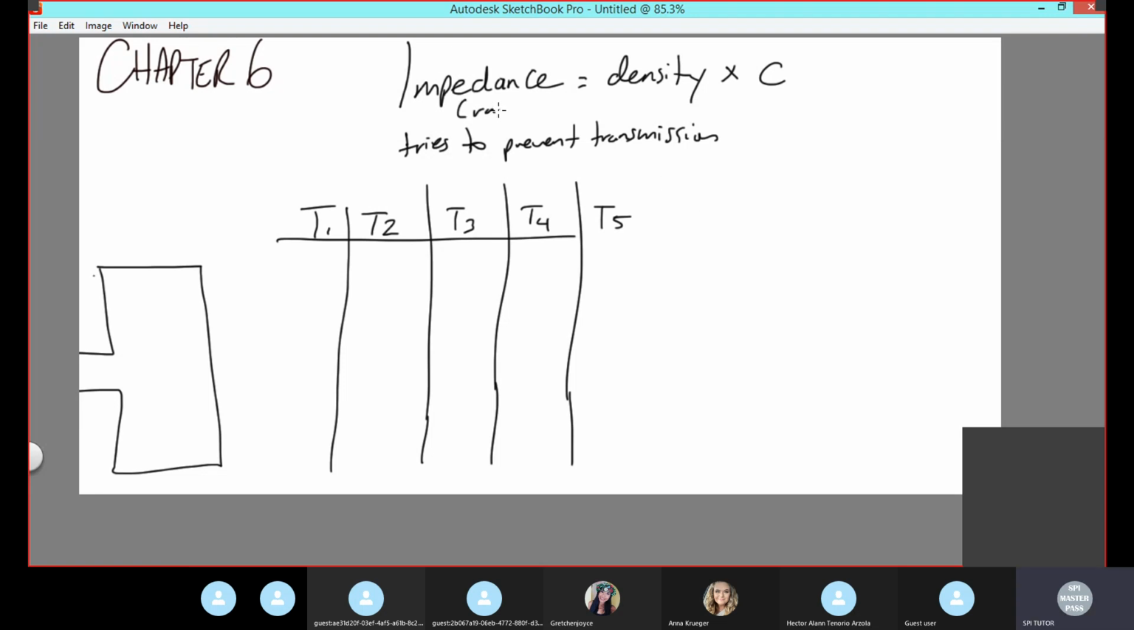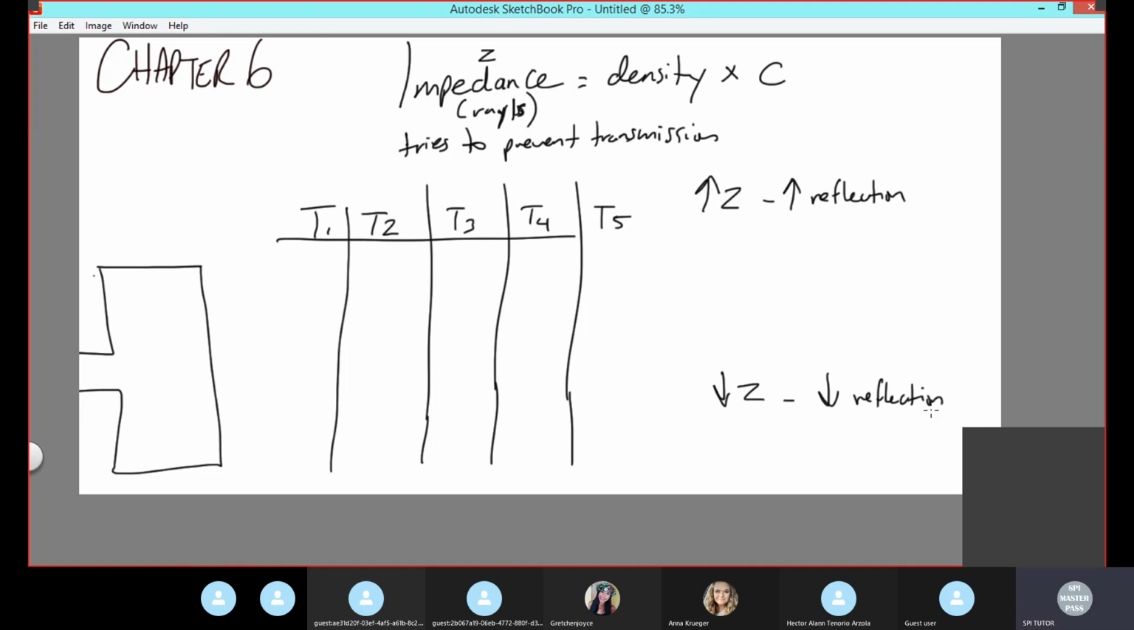Impedance is the unit of rails, and it can be shorthanded by the letter Z. Okay, but it's really good to understand the concept. Now, when you have high impedance versus when you have low impedance, high impedance is high reflection. Low impedance is low reflection.